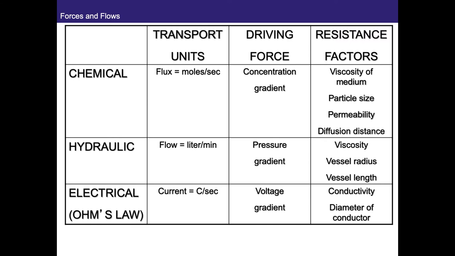Now, in this case, instead of current, the flow of blood is going to be a unit of volume, either milliliters or liters, per a unit of time, per minute or per second. So flow is equal to milliliters or liters per minute. And then resistance is going to be dependent on the viscosity of the blood, the vessel radius, and that speaks to the smooth muscles that we were talking about last time. If the smooth muscle contracts and the radius decreases, it's going to increase resistance. If the smooth muscle relaxes and the vessel radius increases, it's going to lower the resistance. Also, vessel length is important in resistance. The longer the length, the higher the resistance. So we'll talk more about that when we get to the vasculature.